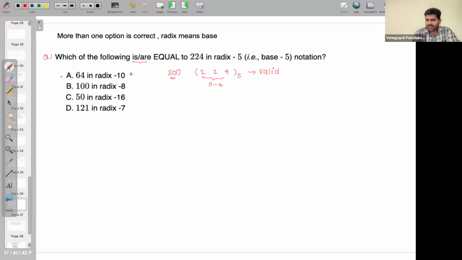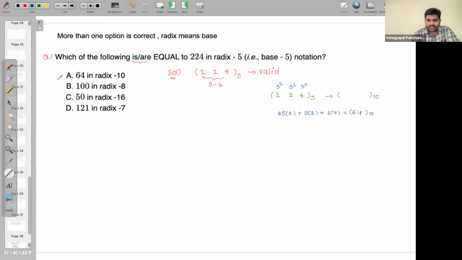Now, first let us check option A. 64 in radix 10. So how will you convert 224 base 5 to base 10? Simple, write all the 5 powers. Sorry, start from 5 power 0, units place. So 5 power 0, 5 power 1 and 5 square. So 5 square is 25, 25 into 2 plus 5 into 2 plus 5 power 0 is 1, so 1 into 4. 50 plus 10, 60, 60 plus 4, 64. And this is in base 10. So 64 in base 10. Okay, option A is correct.